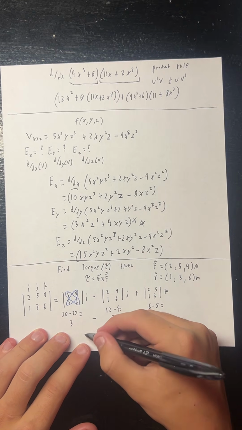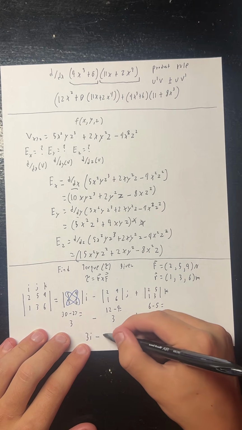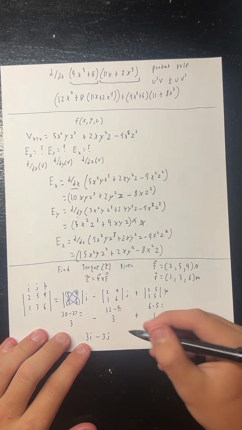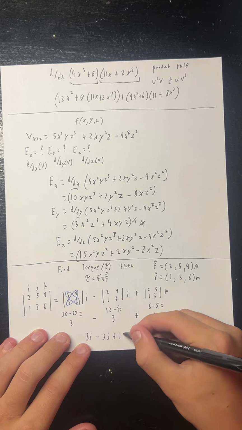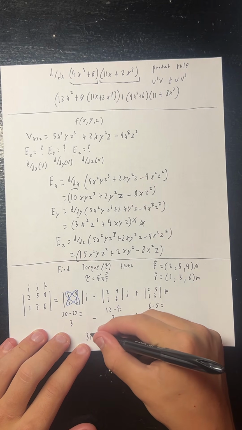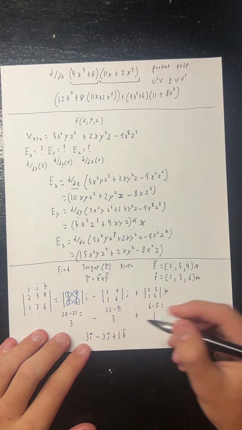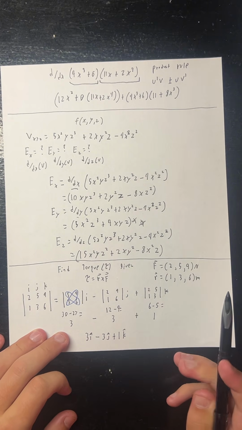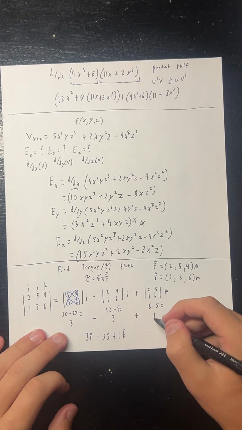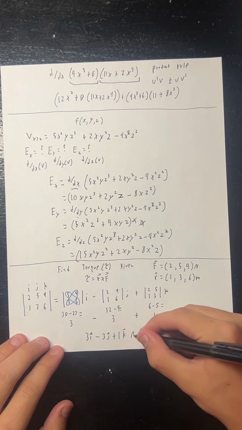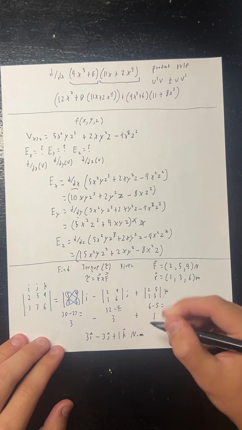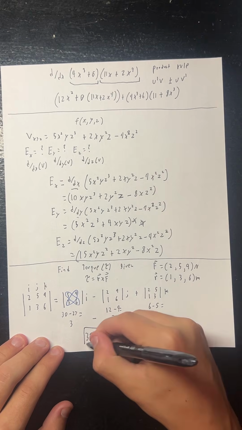So now we just put it all together. 3i minus 3j plus 1k. And we can do the little hats. And basically that is our equation, and then we have to put units. Don't forget units, and it's Newton meter. And that is how to do a cross product.